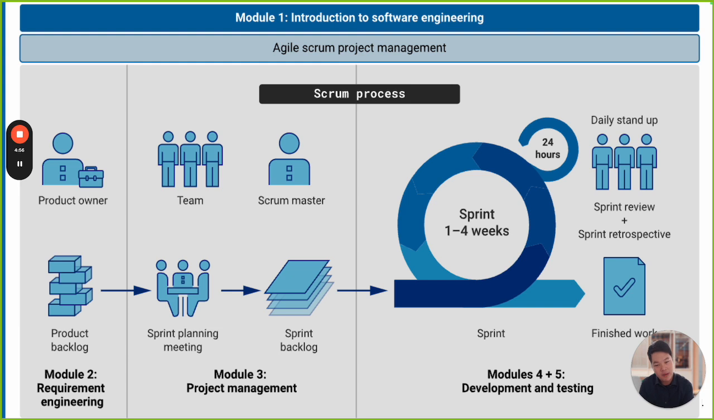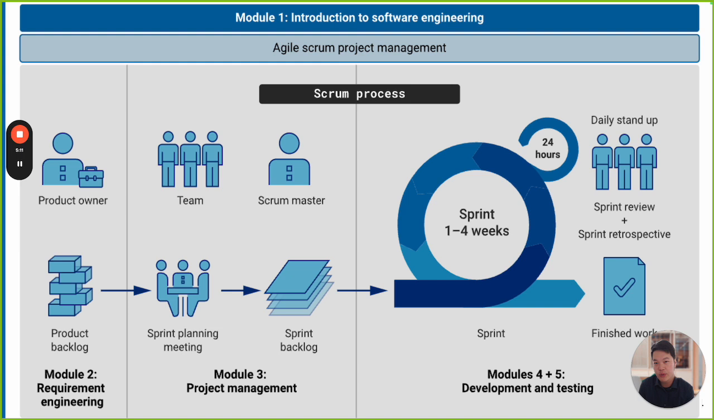There are different types of software process, like waterfall, agile, and open source software development. And there are different types of agile as well, like Scrum and Kanban, right? So we'll talk about that in detail.